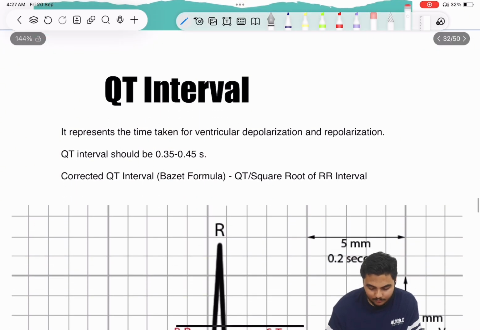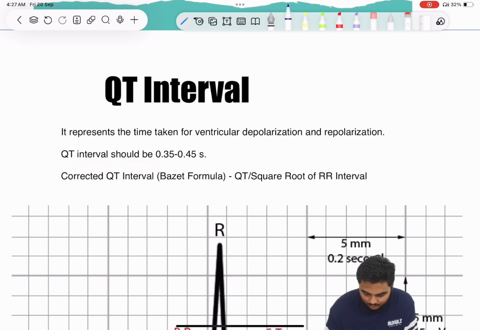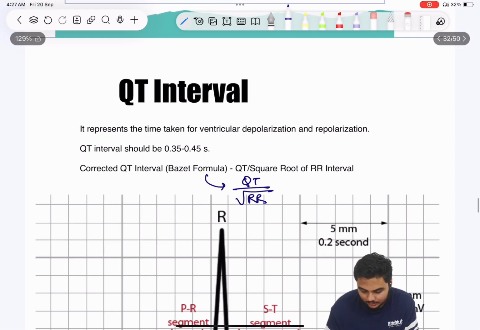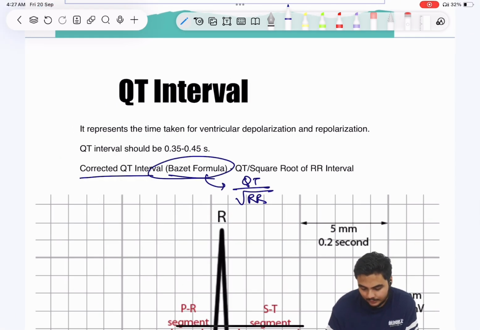And there is another formula for the corrected QT interval, which we call the Bazett formula, right? So the Bazett formula is nothing but the normal QT, the QT that is given, divided by the square root of RR, that is the square root of the distance between two R waves, right? So that is called the corrected QT interval or the Bazett formula, right?